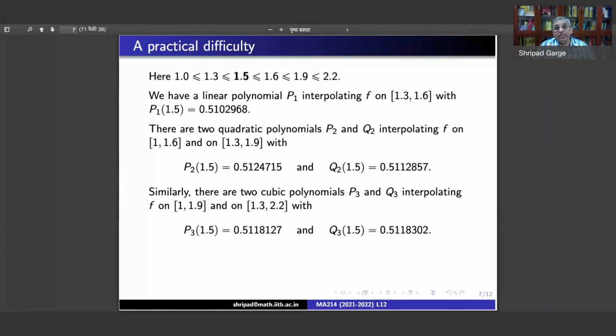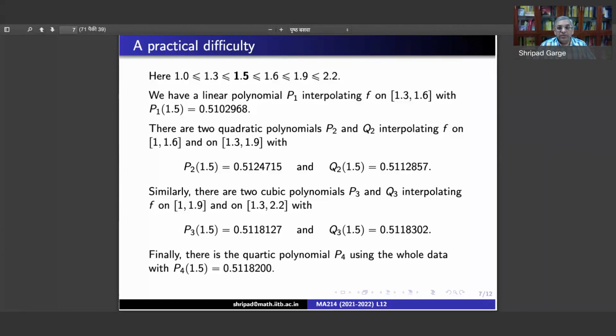So for 4 significant digits, you have the same value. Let's go one step ahead and compute the quartic polynomial on the whole data, that is P4, and it gives you again something very similar, 0.511820. So starting from P1 and going to P2, Q2, we saw that there was a sizable change. From P2, Q2 to P3, Q3, again there is a sizable change. But P3, Q3 to P4, the change is not much.